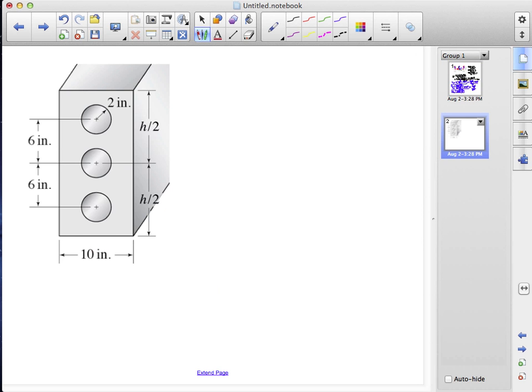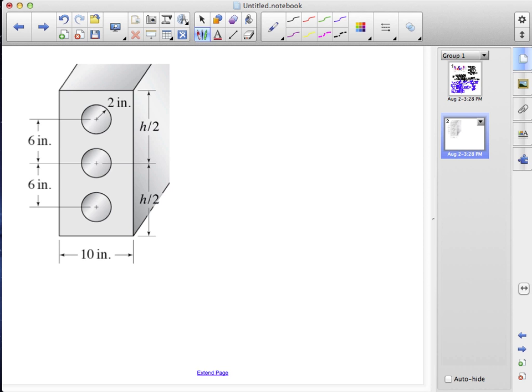In example 3, we have a little bit more complicated problem. We have a precast concrete beam that we're trying to lighten by manufacturing it with 3 identical circular holes. We want the depth h of the cross-section if the area moment of inertia about the horizontal axis through its centroid is to be 4 times larger than the area moment of inertia about the vertical axis through its centroid.